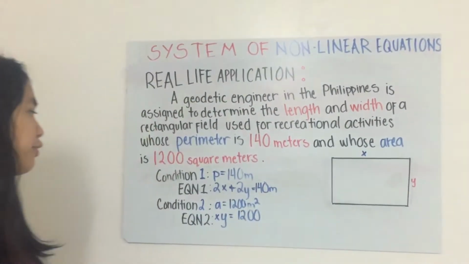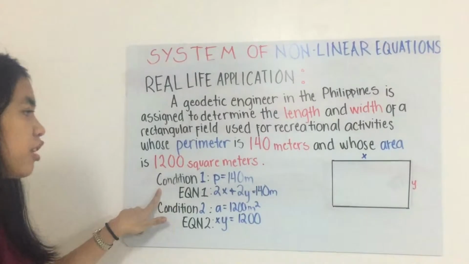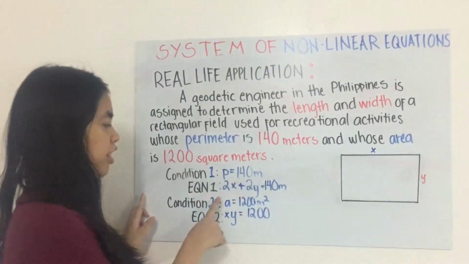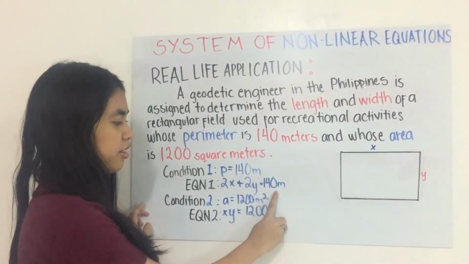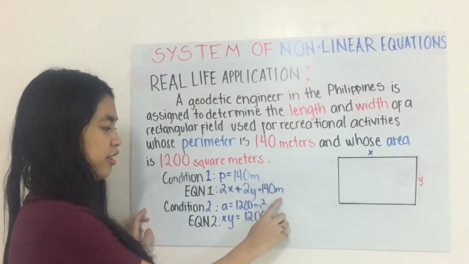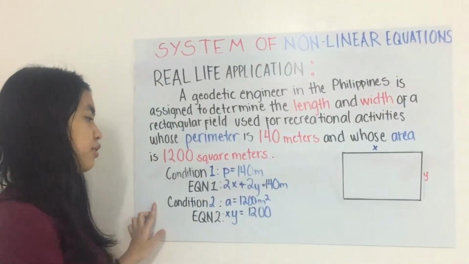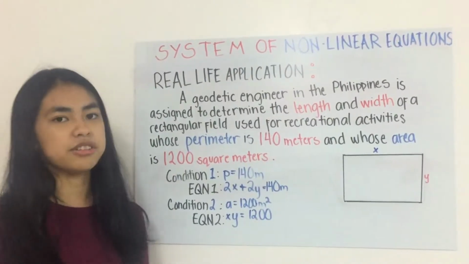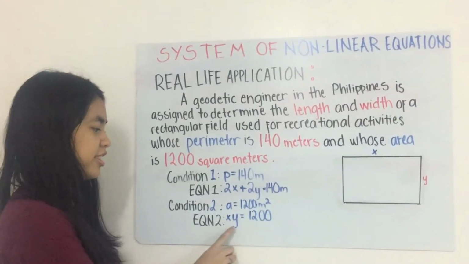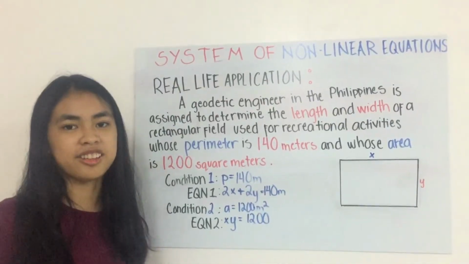in the problem. For the first condition, the perimeter is equal to 140 meters. And since we know that the formula for getting the perimeter of the rectangle is P equals 2 times length plus width, our equation would be 2x plus 2y equals 140 meters, which is derived from 2 times (x plus y) equals 140. For our next condition, the area is equal to 1,200 square meters. And since we know that the formula for getting the area of the rectangle is length times width, it would be x times y equals 1,200, which are represented by the length and width of the rectangle.